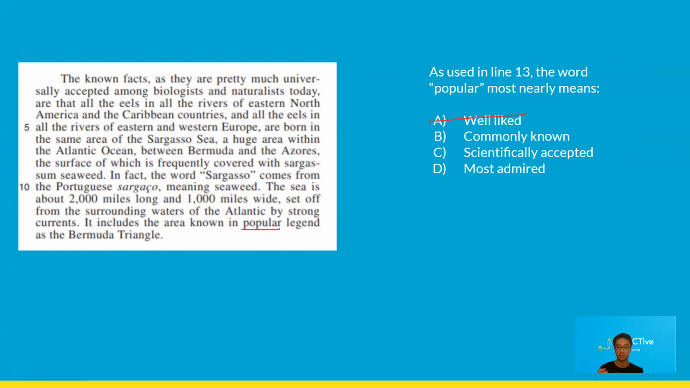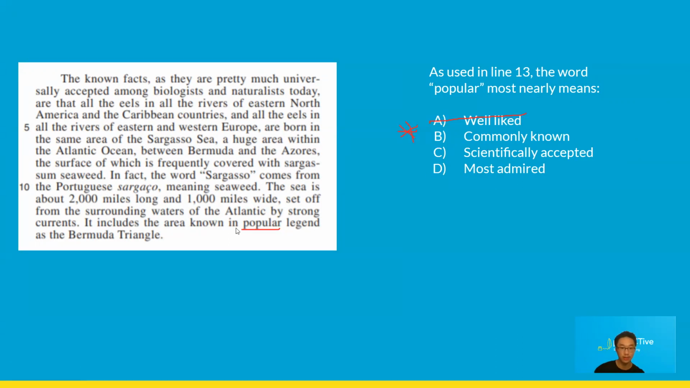In this case, popular doesn't mean well-liked. It means more like famous or well-known legends, right? So well-liked doesn't really match that. So going off of what I said, this includes the area known in famous legend or well-known legends as the Bermuda Triangle. This choice B, this includes the area known in commonly known legend as the Bermuda Triangle. That kind of fits what we're trying to look for right here, because it's talking about how everyone knows the legend of the Bermuda Triangle. So let's star choice B and see if any of the other choices are good.